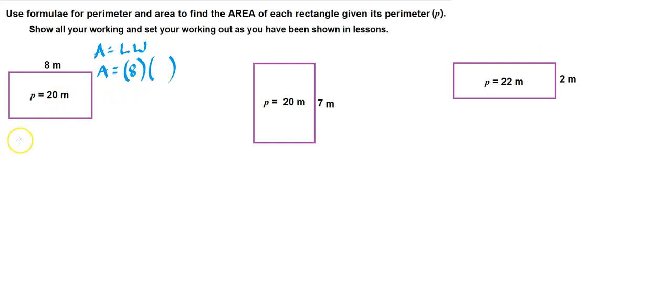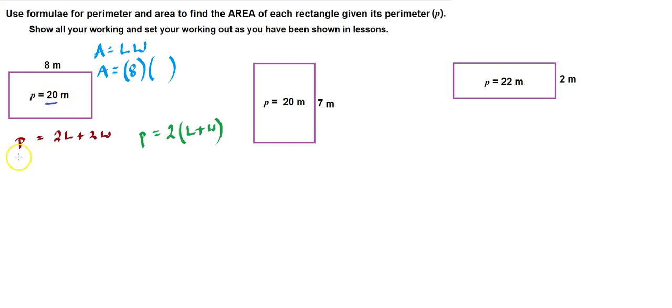Okay, so let's use a formula to find the perimeter. Perimeter equals 2L plus 2W. We could also use a different formula: perimeter equals 2 brackets L plus W. Okay, so let's work these through.